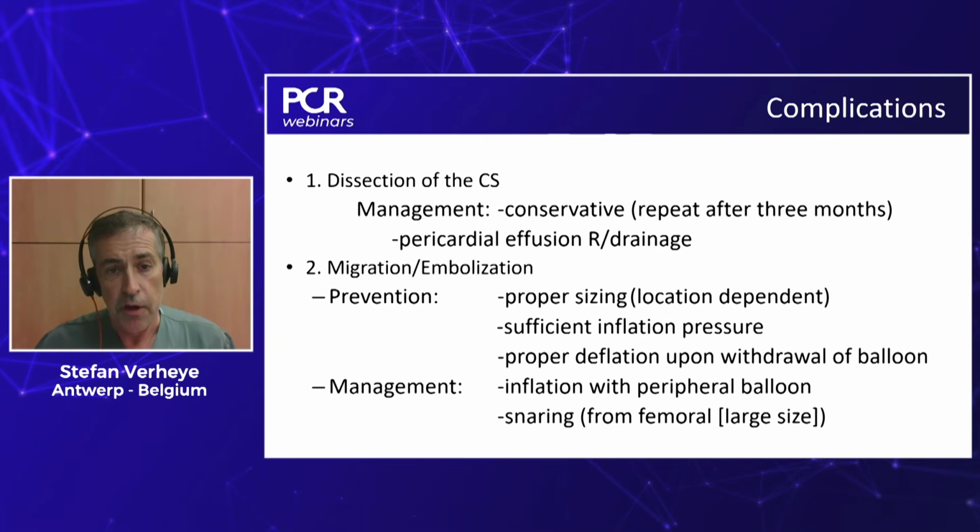In case you have a migration or an embolization, a migration means that it's not properly sized, it's not against the wall. So what are you going to do with it? You cannot really inflate it. It's not sitting against the wall. In that case, what you can do, as long as it's still in the coronary sinus, is take a peripheral balloon, somewhere between 5 to 8 millimeters, depending on the size of your coronary sinus, and inflate it against the wall.